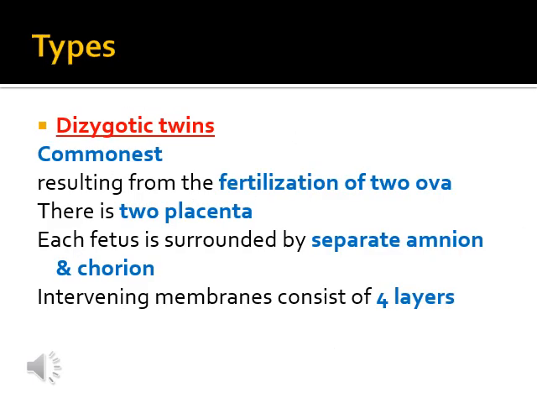Coming to the types, twins are mainly divided into two types, that is dizygotic and monozygotic twins. The dizygotic is the commonest type, resulting from the fertilization of two separate ova. So two different ova get fertilized. There will be two placentas and each fetus is surrounded by separate amnion and chorionic membranes. So in total there will be four membranes. These dizygotic twins are also known as fraternal twins, and there will not be any similarity between the two twins.